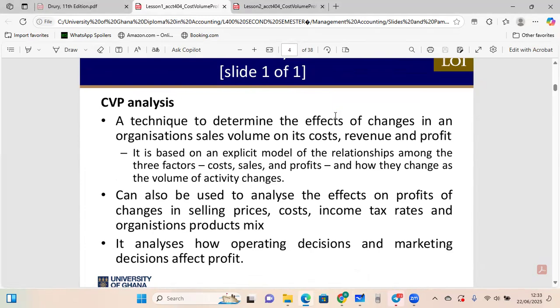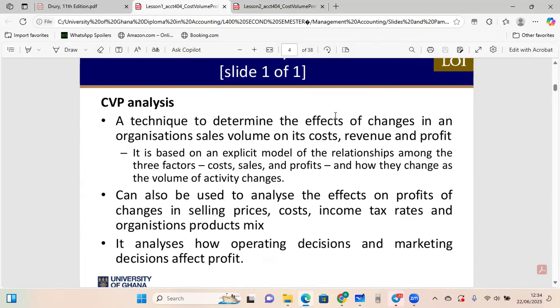CVP is a technique to determine the effect of changes in an organization's sales volume on its costs, revenue, and profits. So it is also based on an explicit model of the relationship among three factors, which is the cost, the sales, and then the profit. So how they change as the volume of activity also changes, right? So if the organization produces more, how does it affect sales? How does it affect profit? How does it affect cost? Right? So that's the main reason why we are doing this topic, to understand how they influence each other.